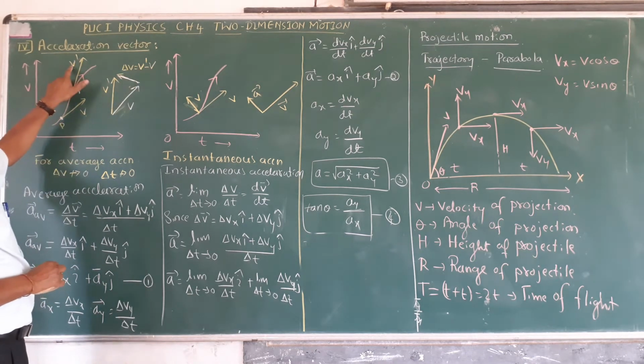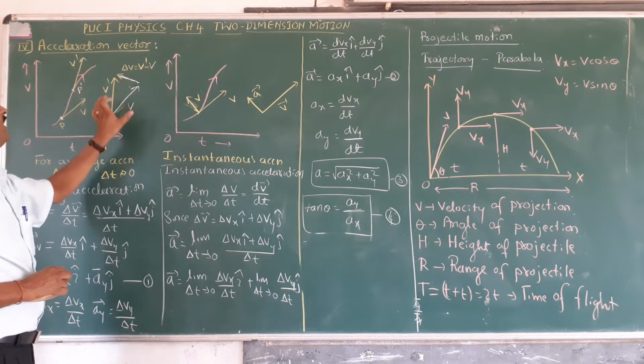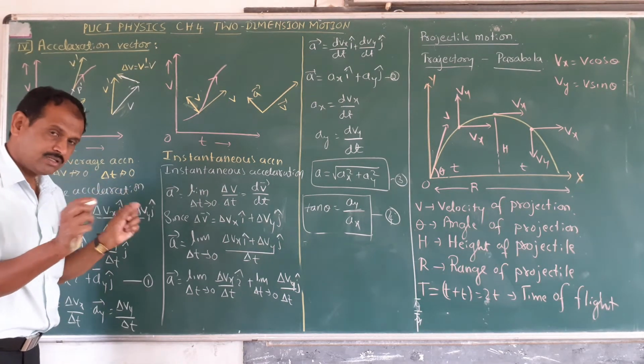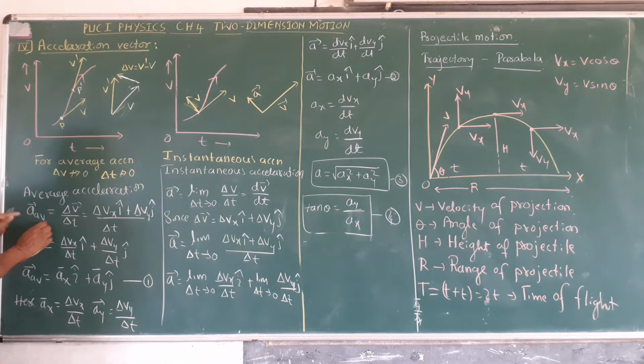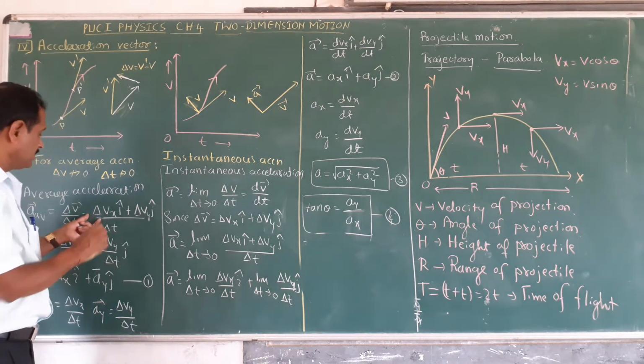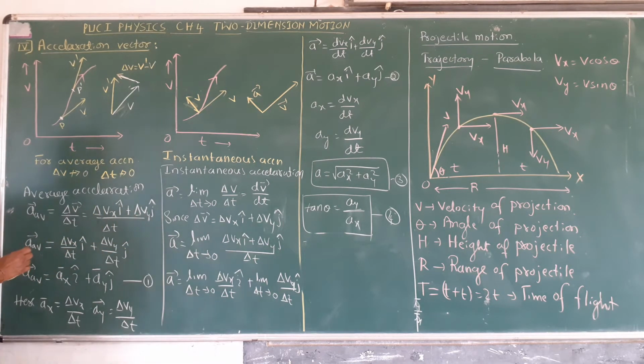The difference of the final velocity minus the initial velocity is the change in the velocity, when more time is taken and it does not tend to 0. The more the time, the more the change in the velocity. Average acceleration is the change in the velocity divided by time taken. If the change in the velocity takes place along both x and y axes, it is delta vx i cap plus delta vy j cap. Now average acceleration is equal to delta vx divided by delta t i cap plus delta vy divided by delta t into j cap.